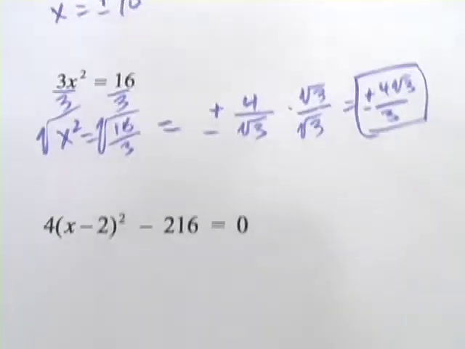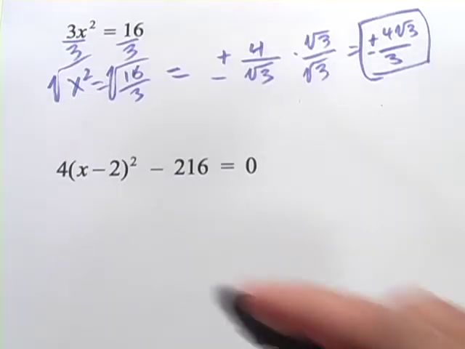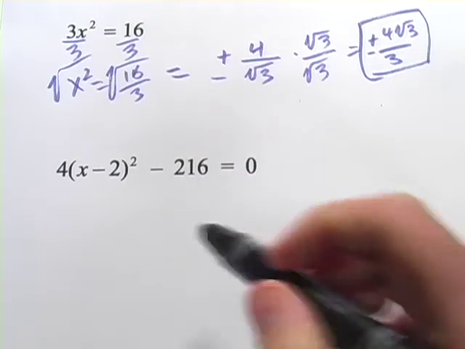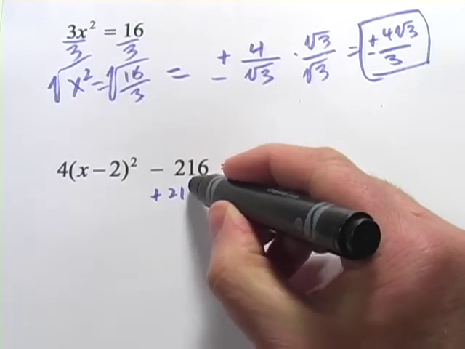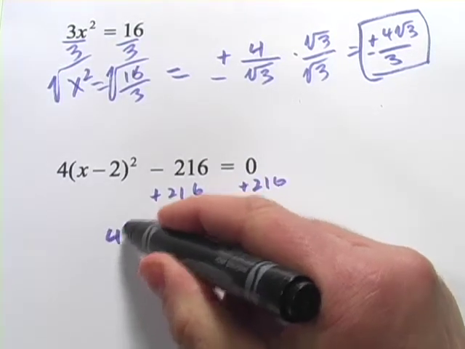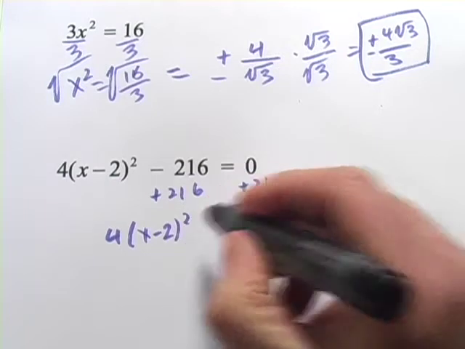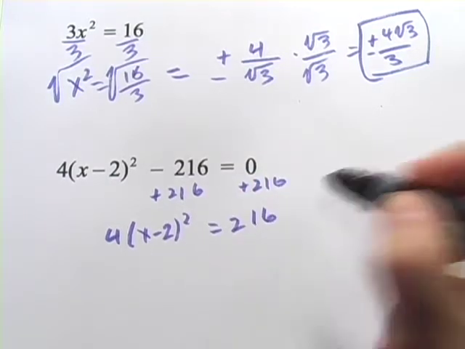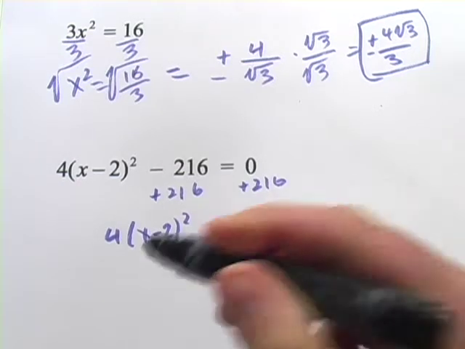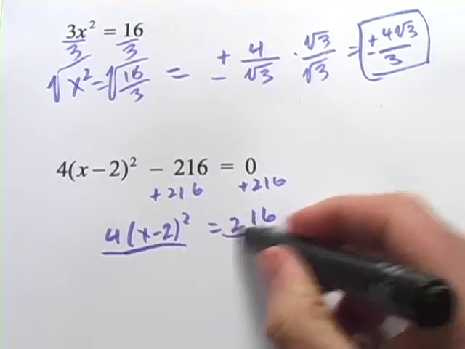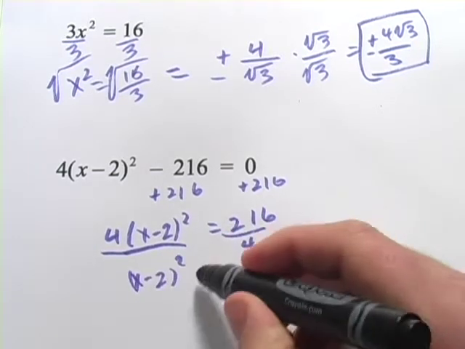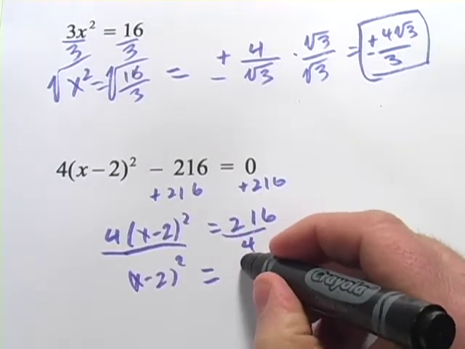Let's try one more, even more complicated. So here I'm going to start by adding 216 to both sides. We get 4 times (x minus 2) squared equals 216. And then we will divide by 4, so we get (x minus 2) quantity squared equals, and I think that's 54.